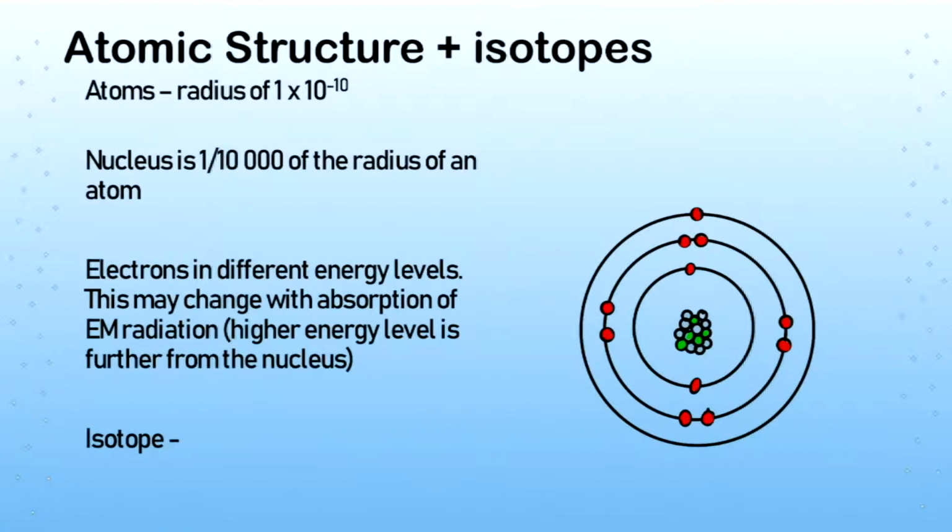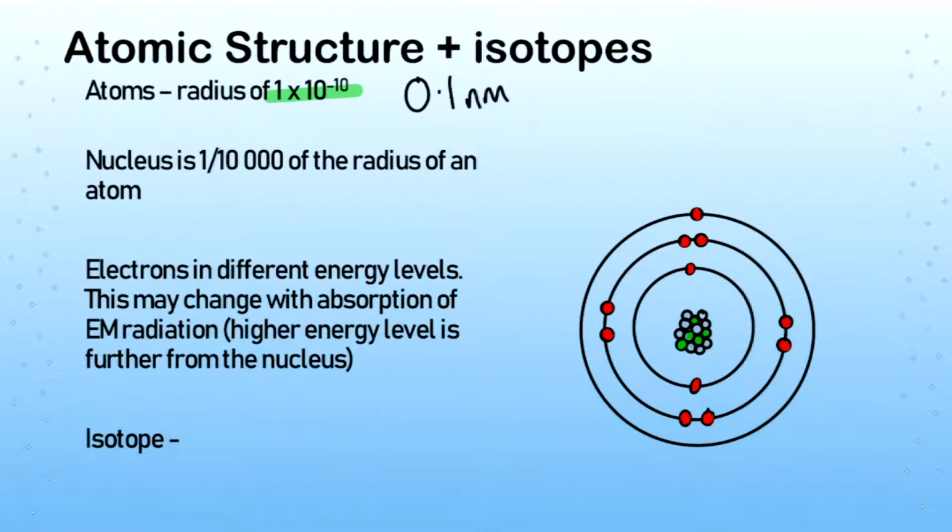So for the first part here, there's a bit of overlap with chemistry, where we look at the atomic structure and isotopes and what they are. So first thing that we need to know is that an atom has a radius of approximately 1 × 10 to the power of -10 meters. Now that is the equivalent of 0.1 nanometers in size, so they're very, very small.